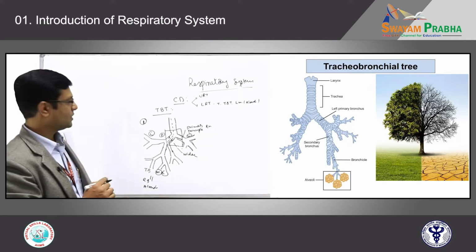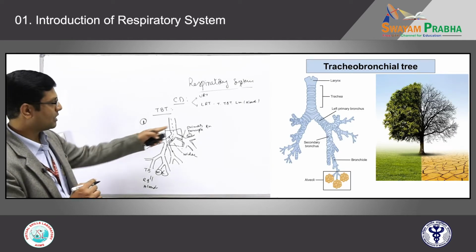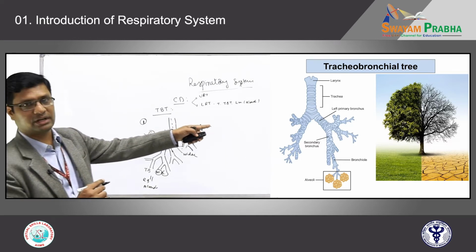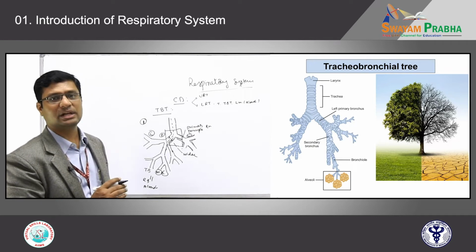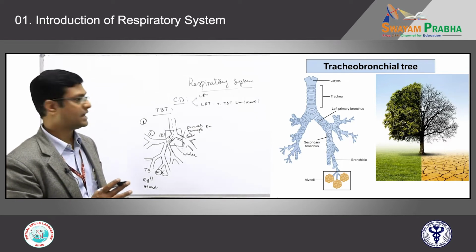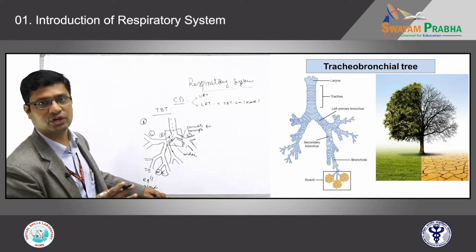Let us see this picture. Why is it called the tracheobronchial tree? You can compare the branching of the trachea and bronchi with the tree shown in the picture. Similarly, it looks like the branching of a tree. Hence, we call this the tracheobronchial tree.